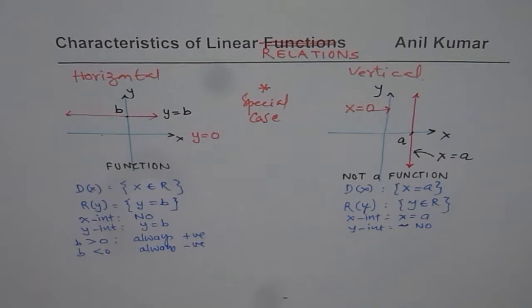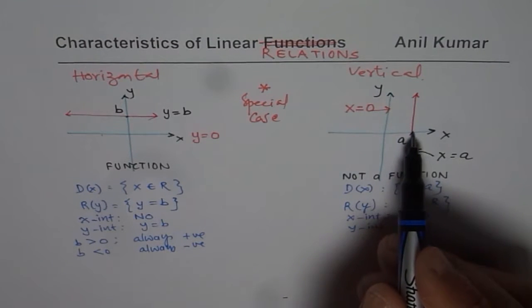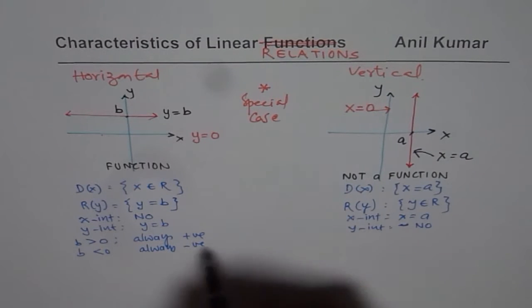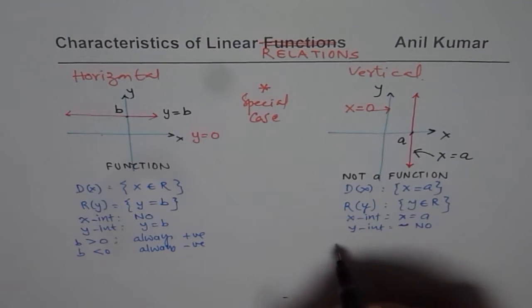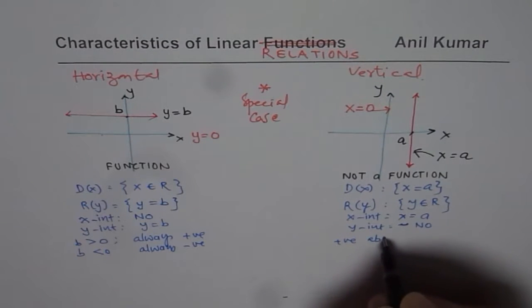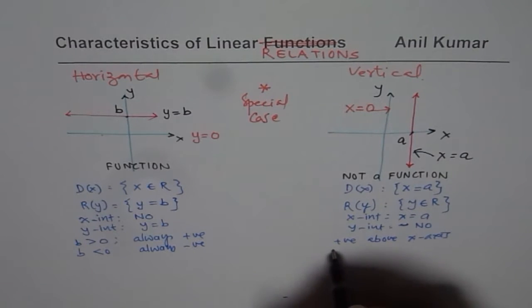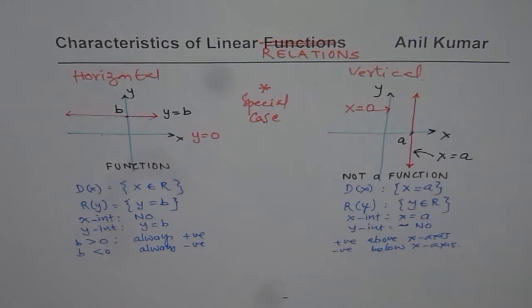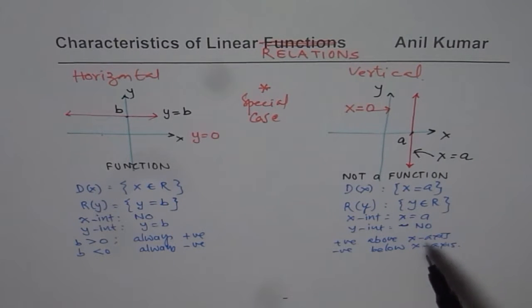And in this particular case, as far as the line above x-axis is concerned, it is positive, right? So we have a positive line when it is above the x-axis, and negative below the x-axis, right? Well, the point x equals a is common. As you know, this is not a function, it's a relation. So that is how the characteristic is.